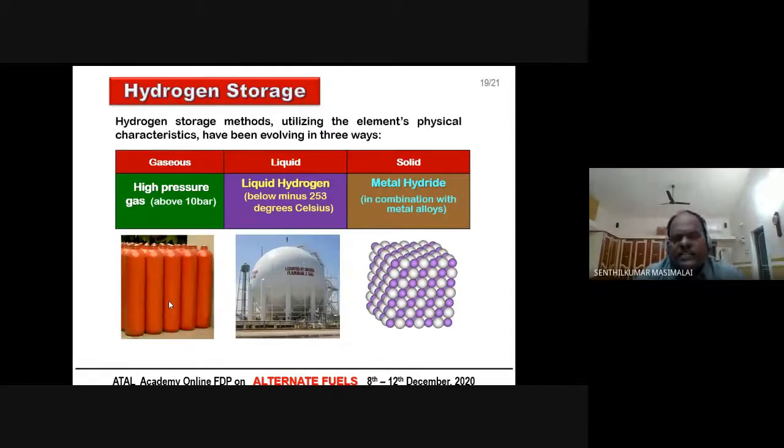Then the next and last topic for our discussion is hydrogen storage. I talked about fuel safety and fuel handling. In addition to that, because of the low ignition energy and high flame speed, storage of hydrogen is also a challenging task. Hydrogen is a very light gas. It is a gas, not a liquid or solid, and it is a light gas.